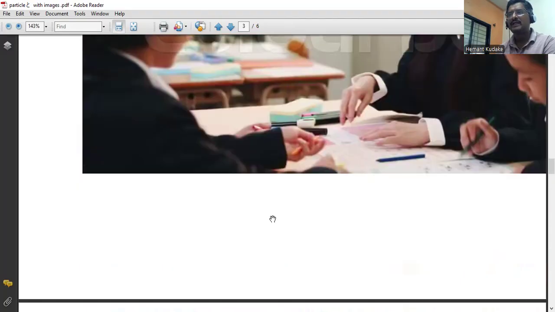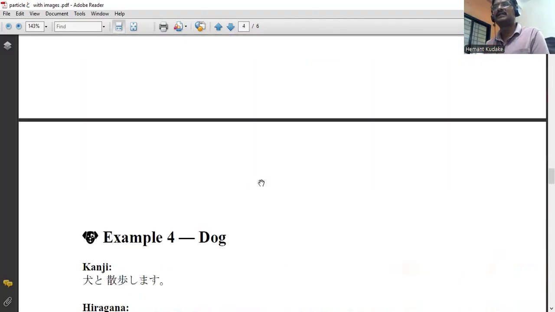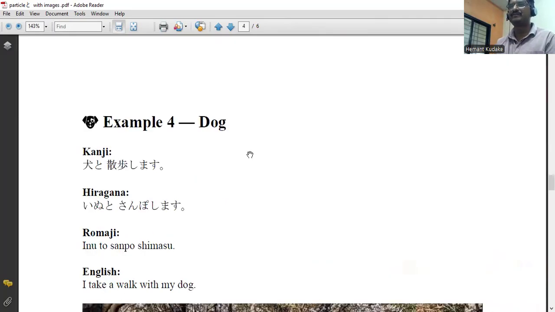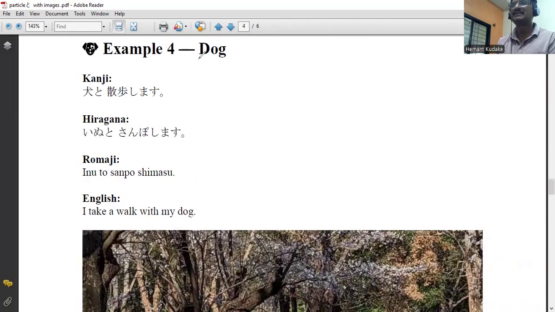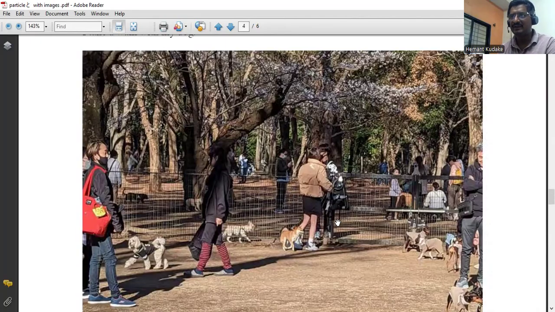So particle "to" is simple: if you add it to a person's name or animal name, it will become "with". Okay. The next one I added is a dog. In Japanese, dog is called inu. Inu to. Inu means dog. Sanpo shimasu means walk. Inu to sanpo shimasu means I take a walk with the dog. So this is how particle "to" is used in the Japanese language. So this is the dog. Inu to sanpo shimasu. Sanpo shimasu is to take a walk.